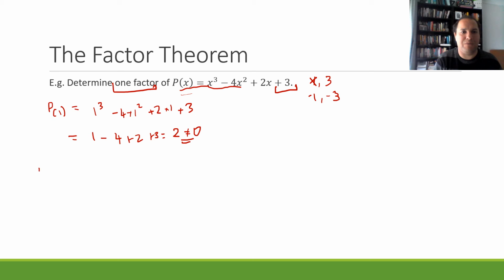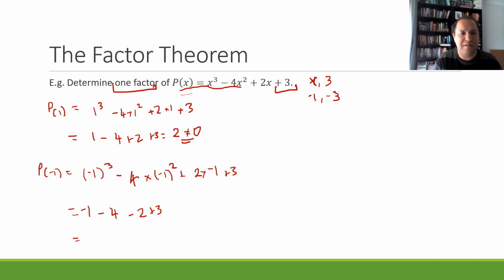Let's try negative 1. Negative 1 cubed minus 4 times negative 1 squared plus 2 times negative 1 plus 3. Negative 1 minus 4 minus 2 plus 3. Negative 5, negative 7, that equals negative 4, which is not 0, so that's not a factor either. All right, let's try 3.